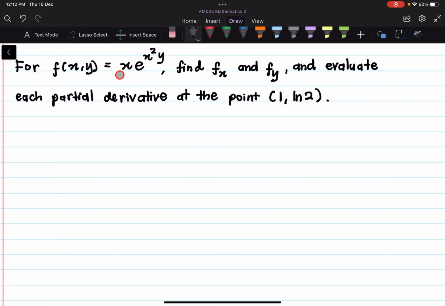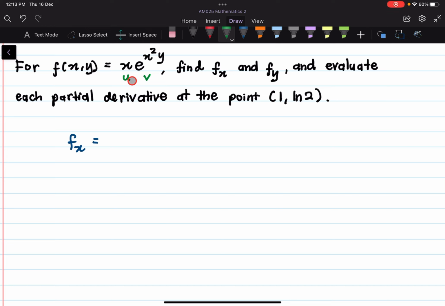For f(x, y) = x e^(x²y), find f_x and f_y and evaluate each partial derivative at the point (1, ln 2). So for f(x, y) = x e^(x²y), for the first partial derivative with respect to x, we're going to use the product rule. This is going to be our u and this is going to be our v, because we have x terms in u, and we also have x terms in v. So we have two different functions in a product, so we're going to use the product rule.